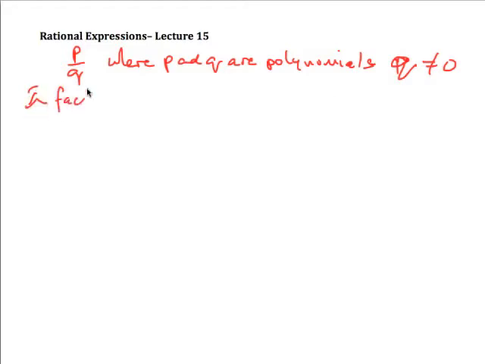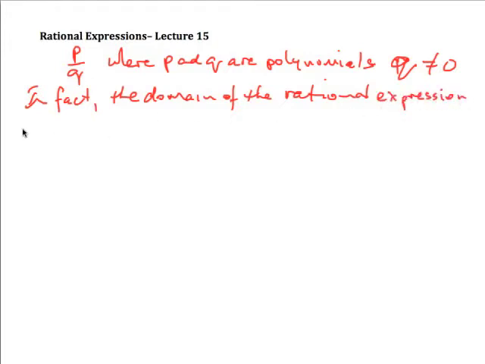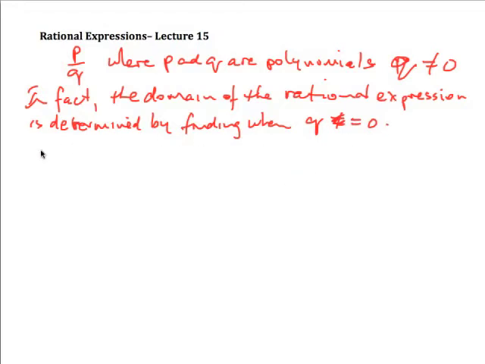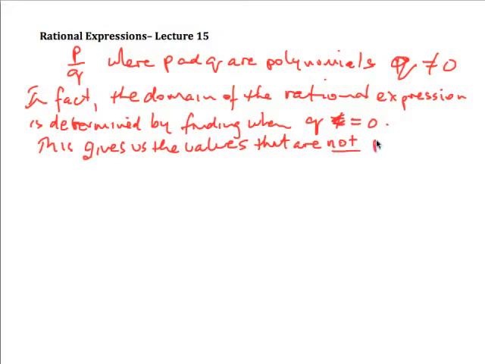In fact, the domain of the rational expression is determined by finding when Q is equal to 0, and that will give us the values that are not part of the domain.